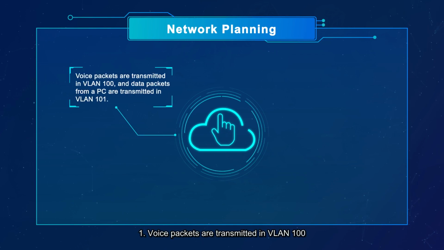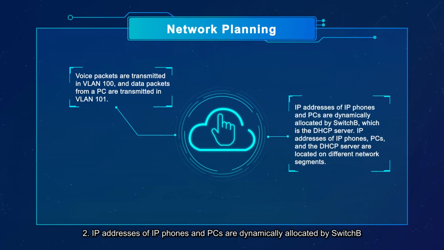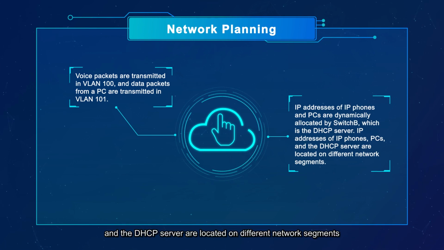Voice packets are transmitted in VLAN 100, and data packets from a PC are transmitted in VLAN 101. IP addresses of IP phones and PCs are dynamically allocated by SwitchB, which is the DHCP server. IP addresses of IP phones, PCs, and the DHCP server are located on different network segments.